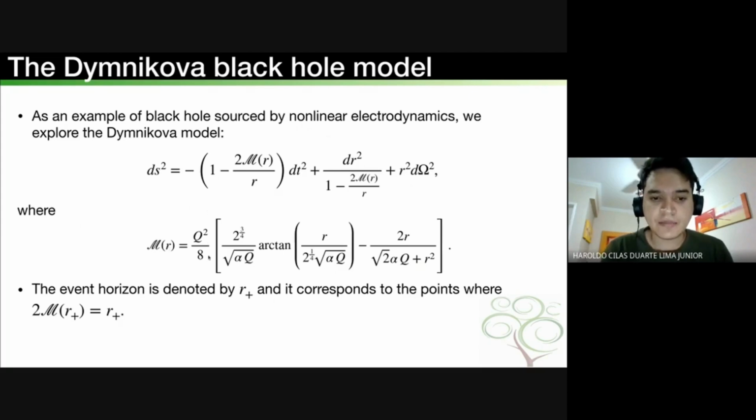This function M also depends on this parameter alpha, which is a parameter that appears in the Lagrangian of this black hole, and also depends on the radial coordinate. This radial coordinate here is akin to the Schwarzschild spherical coordinate system. The event horizons are located at these points here, where 2m equals r, and we denote it as r plus.